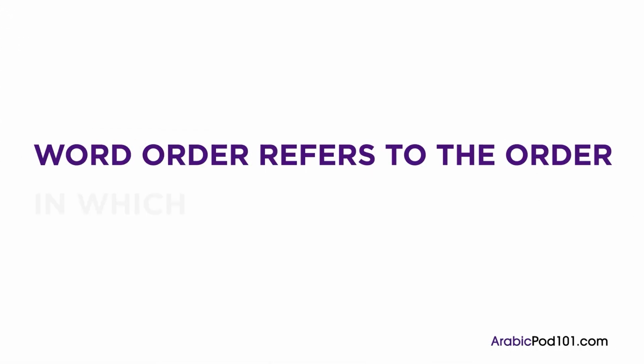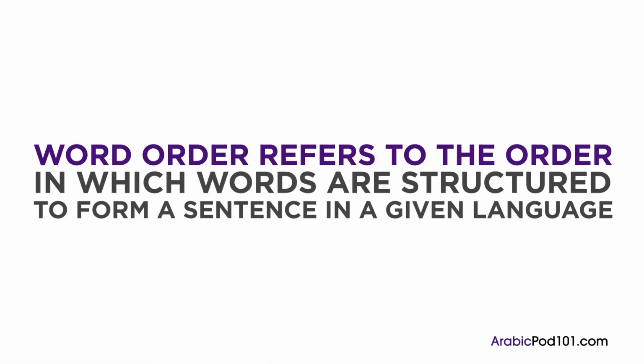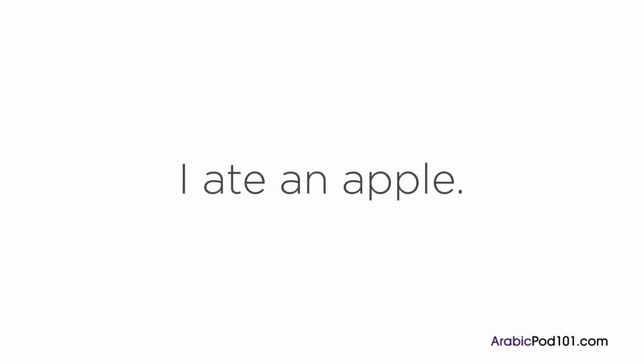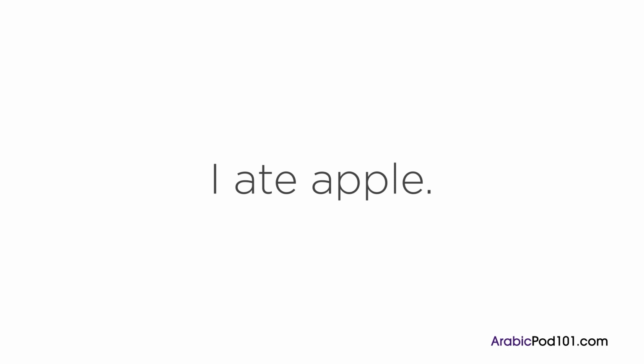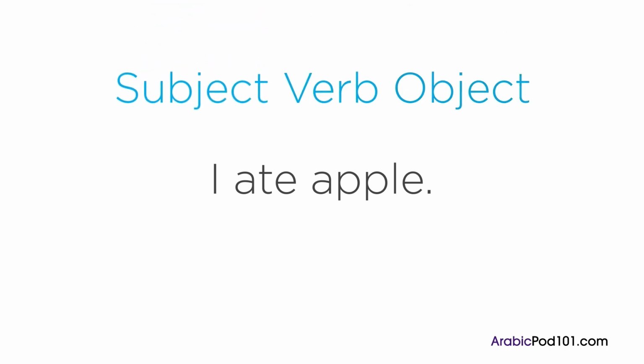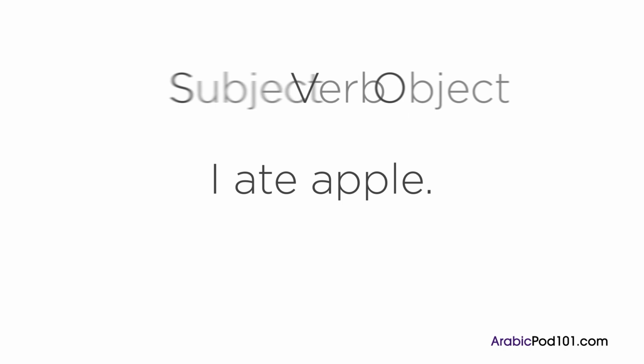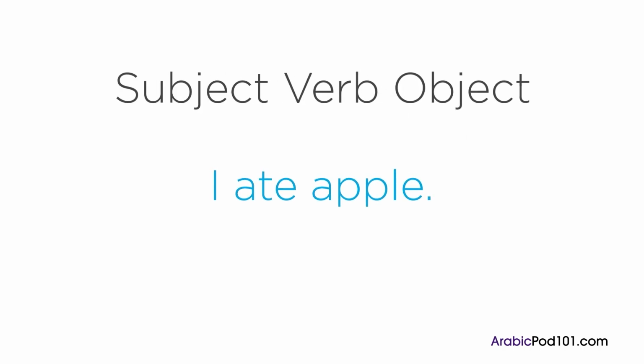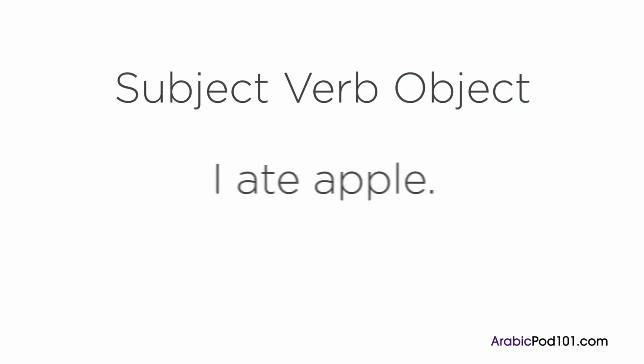Word order refers to the order in which words are structured to form a sentence in a given language. Consider the English sentence, I ate an apple. But first, let's remove the article an here for simplicity. So we're just left with, I ate apple. The basic word order for English is subject, verb, object, or SVO for short. If we break down the English sentence, I ate apple, we can see that the subject I is presented first, followed by the verb ate, and then finally, the object apple is positioned last. This is the basic word order for sentences in English.